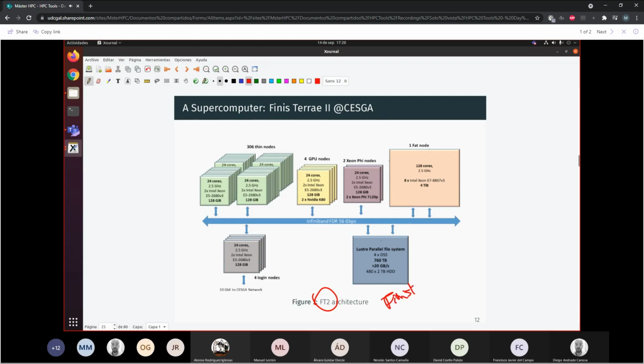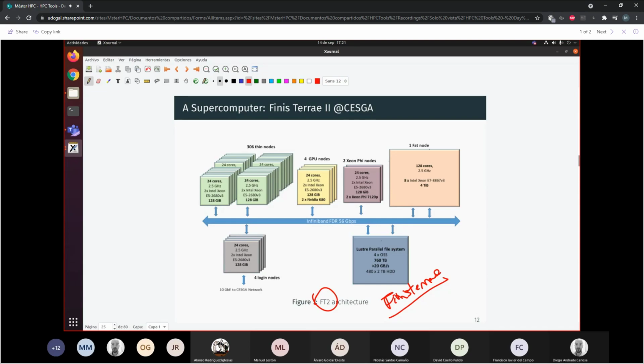So the idea of this supercomputer, this is the second version of the supercomputer, and actually the third version of the Finisterrae is almost finished. But so far, we have to use Finisterrae 2.